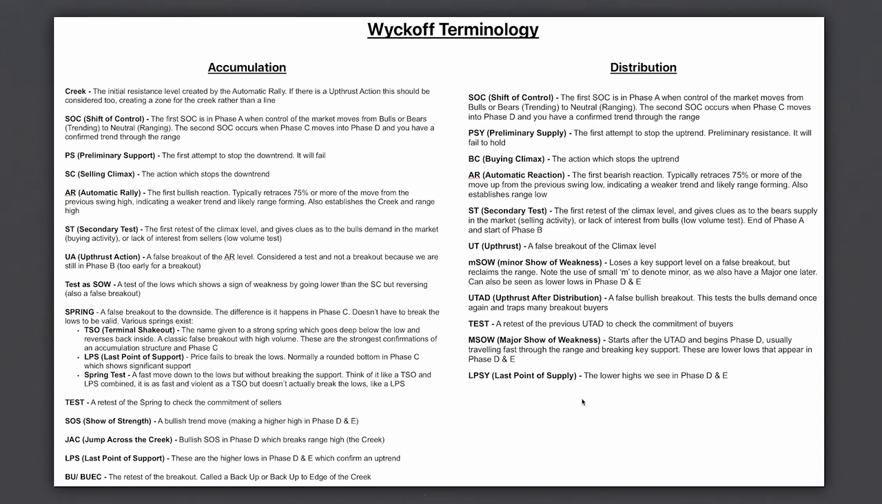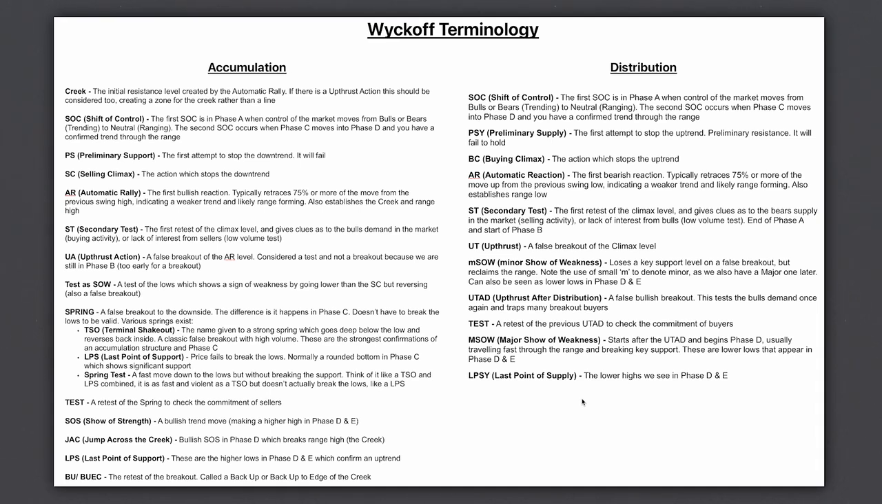LPS, last point of support. These are the higher lows in phase D and E. So the way markets trend up, of course, is you have higher highs and higher lows. So those higher lows that progressively form are LPS. And then you have the BU or BUEC, which is a retest of the breakout. It's called a backup, or backup to the edge of the creek.